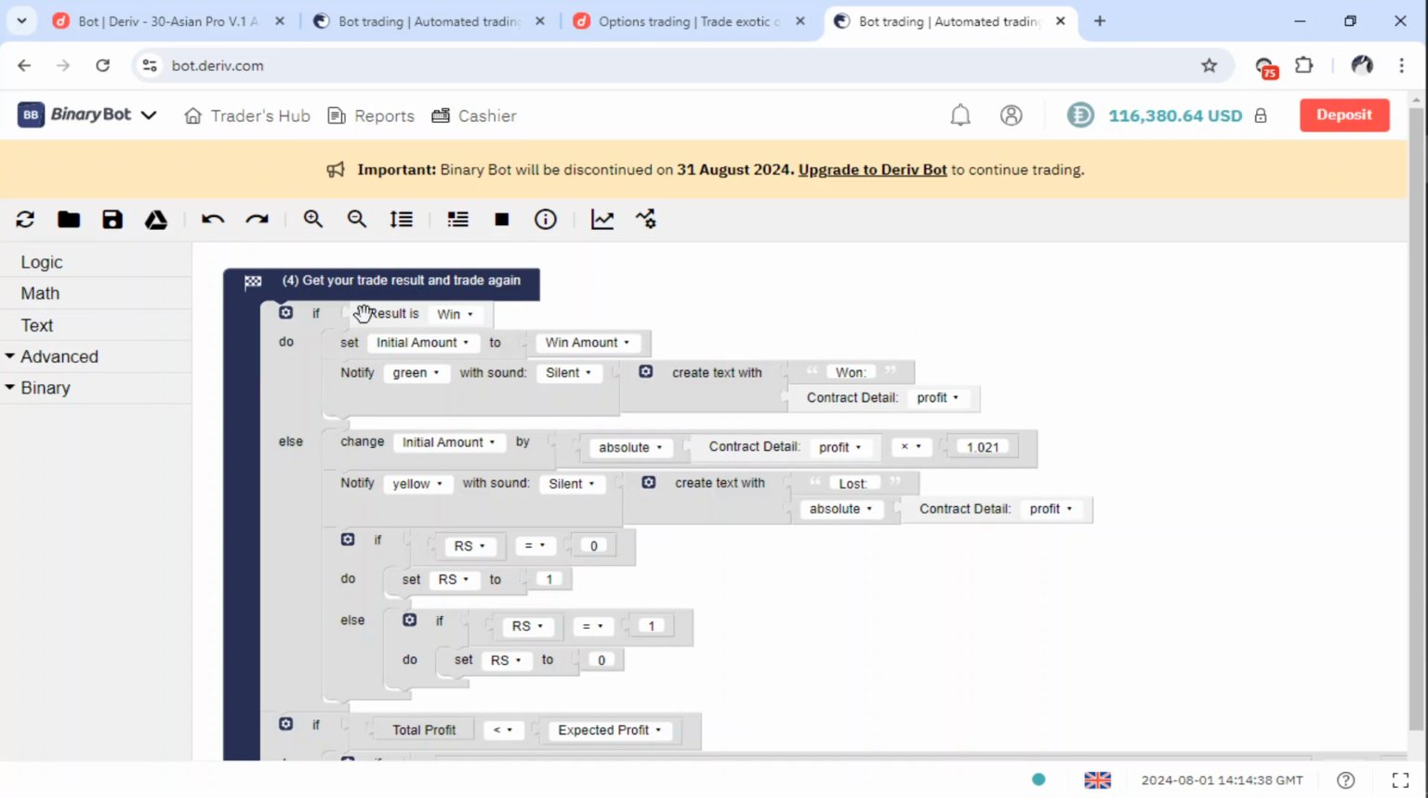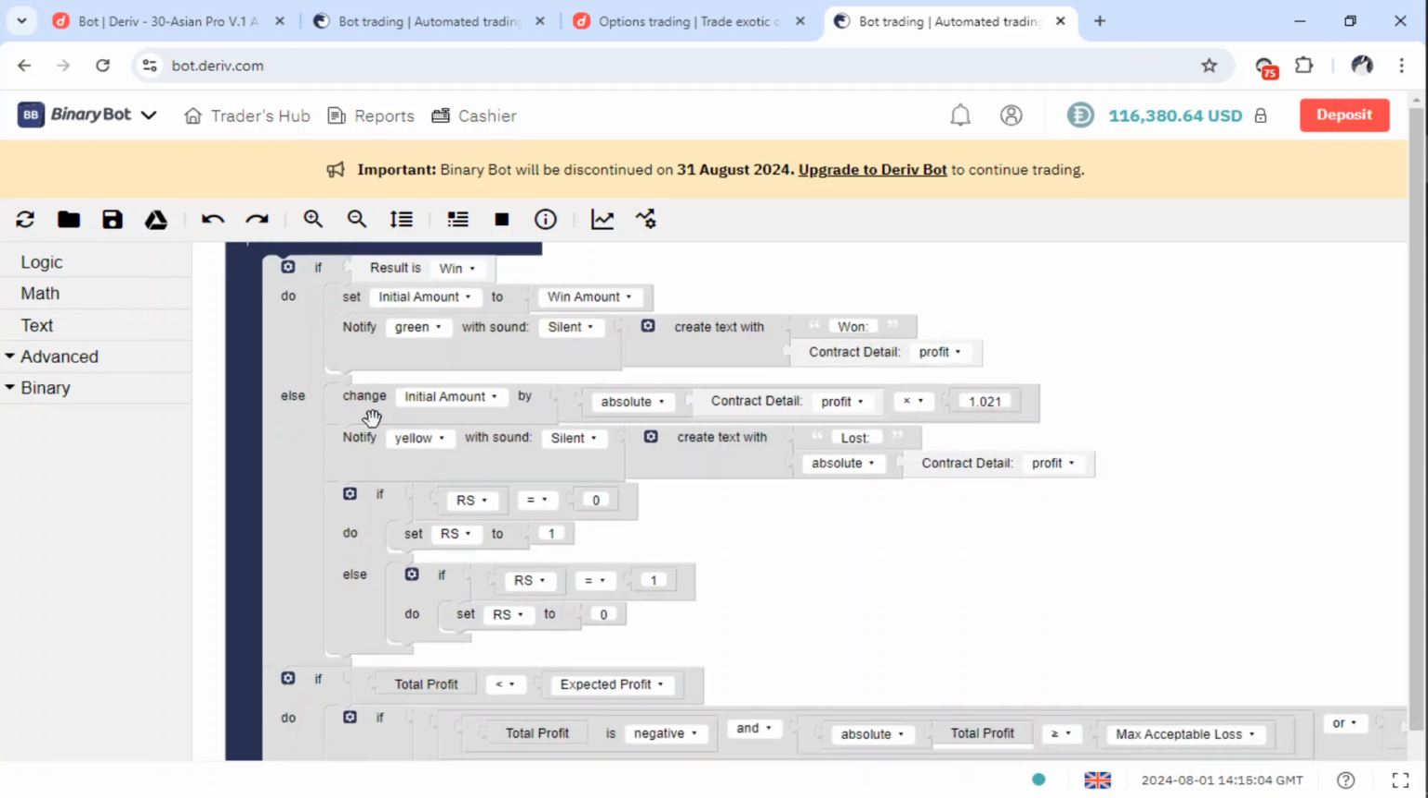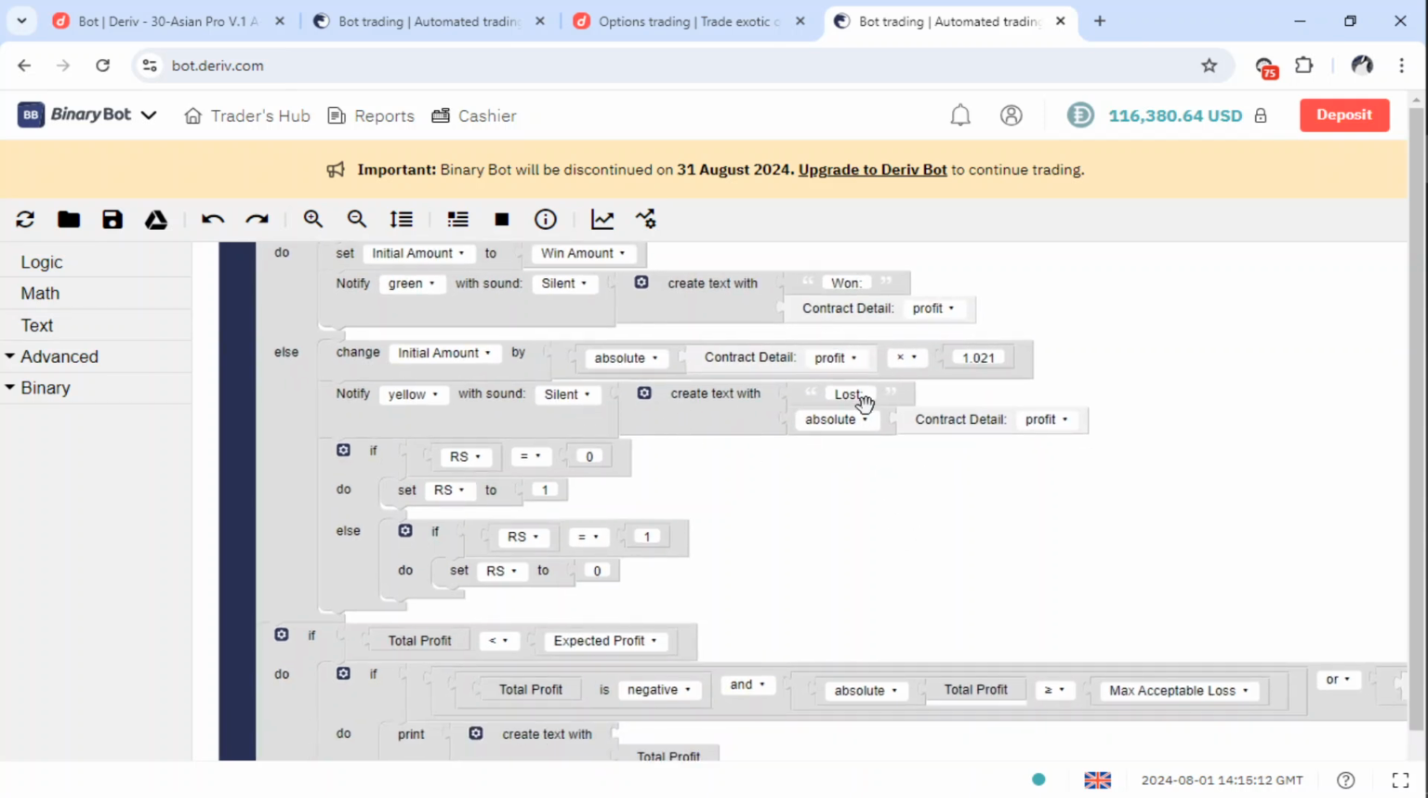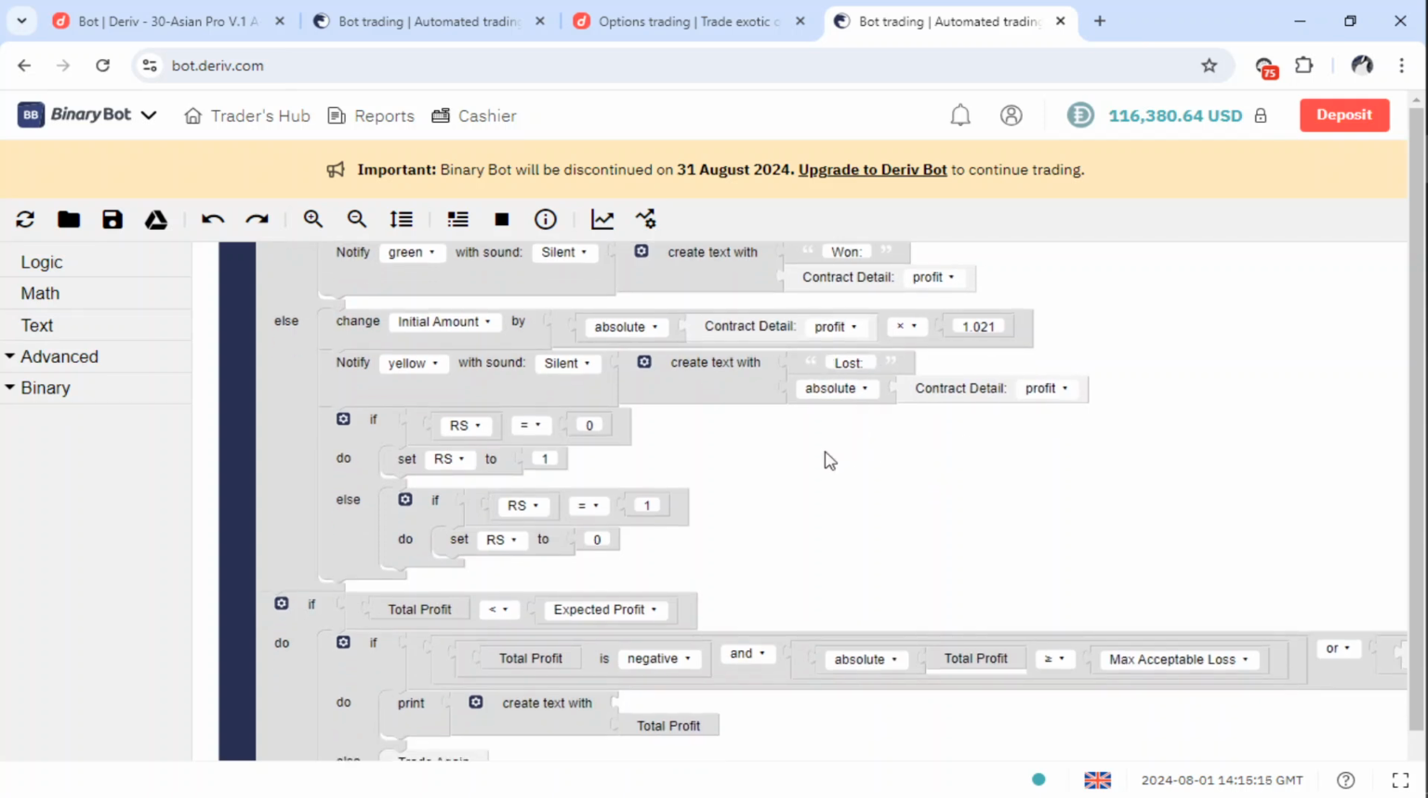Else, if it's not a win, the opposite is a loss. Else, if it's a loss, take the profit. We get the initial amount by absolute, where we take the initial amount and multiply it by a martingale of 1.20, something like that, and then notify yellow with silent sound. Then you create a text called lost.